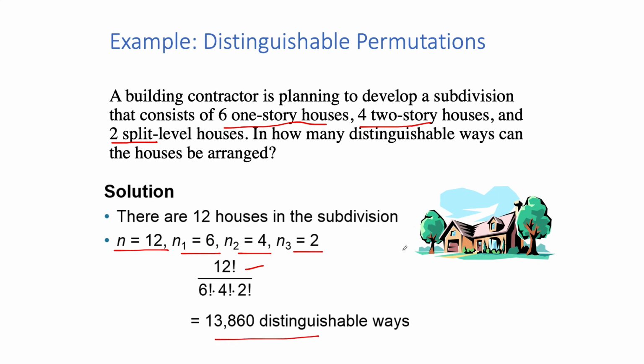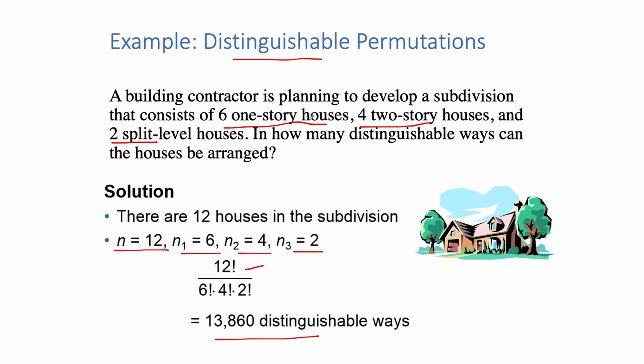The crucial thing to consider when you're in a situation with a distinguishable permutation is when there are many of the same kind of object available for selection, and there is no way for me to tell these objects apart, because all the one-story houses are alike, and there are 6 of them. It doesn't matter whether I choose the first one-story house to put in one particular position, or the fourth one-story house to put in a particular position.